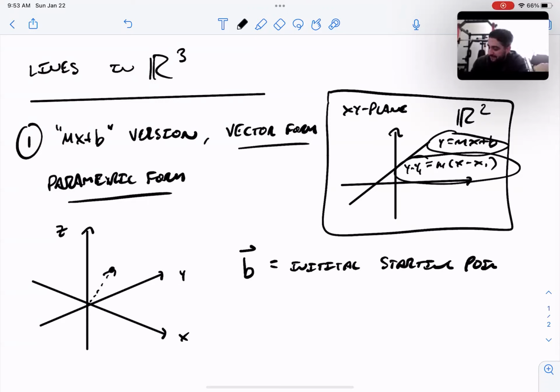And then you pick some direction. How are we going to specify the slope? You can think of this as M. You could write it as vector M, but it's very non-standard to do so. Usually people use lowercase d, for direction. It's a direction vector of a line, but it's basically playing the role of M.